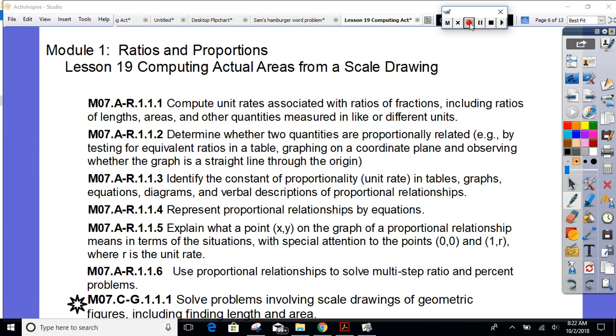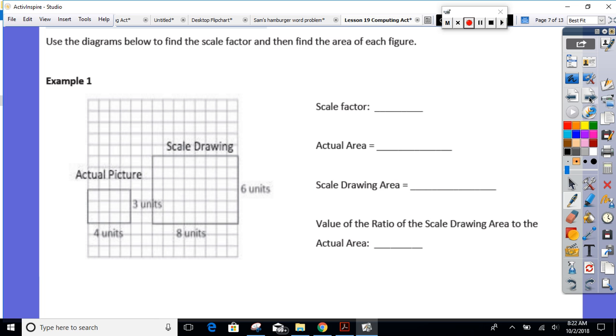So today's lesson is more about scale drawings, and it's again this bottom thing, the last standard in this group before our test. Today we're going to be talking about finding areas from a scale drawing. Yesterday we were doing length, and how when you have a scale drawing you can find a missing length. Today we're going to be talking about area.